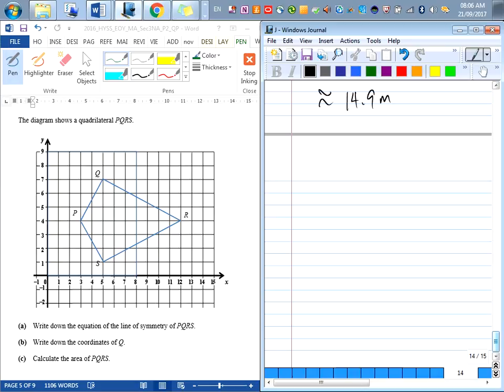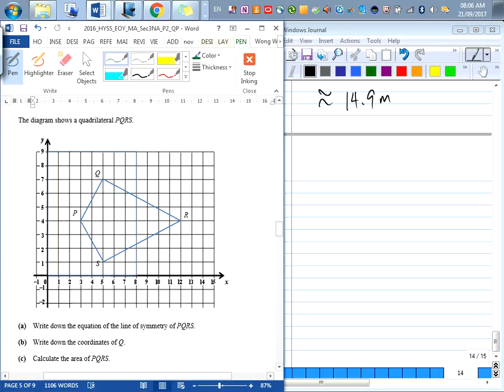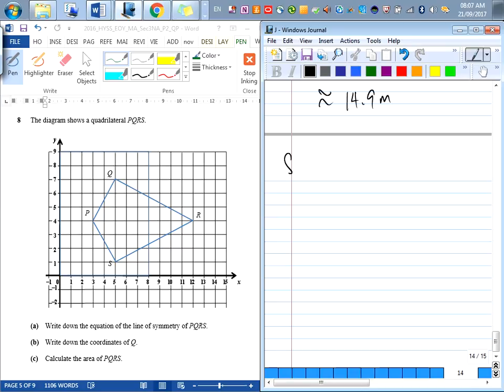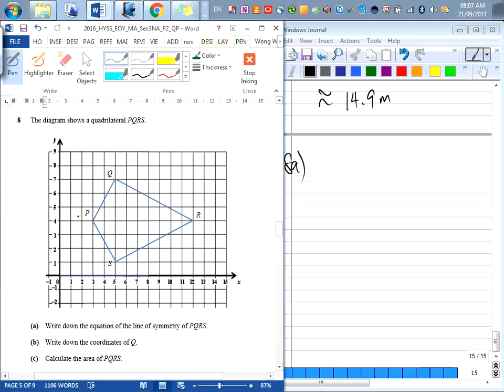Now, question, what's this question? Question 8a. Write a line of symmetry for PQRS. First, you need to identify the line of symmetry. And it looks like this. Right, this green line that I just drew. What is the equation of this line?